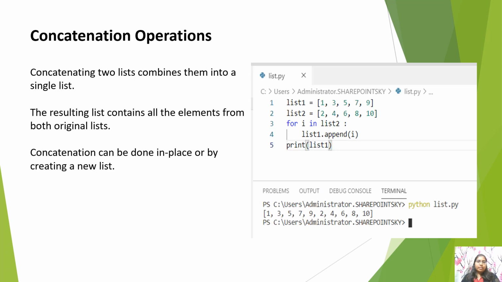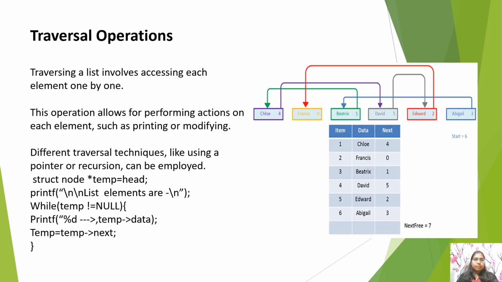Concatenation operations. Concatenating two lists combines them into a single list. The resulting list contains all the elements from both original lists. Concatenation can be done in place or by creating a new list.